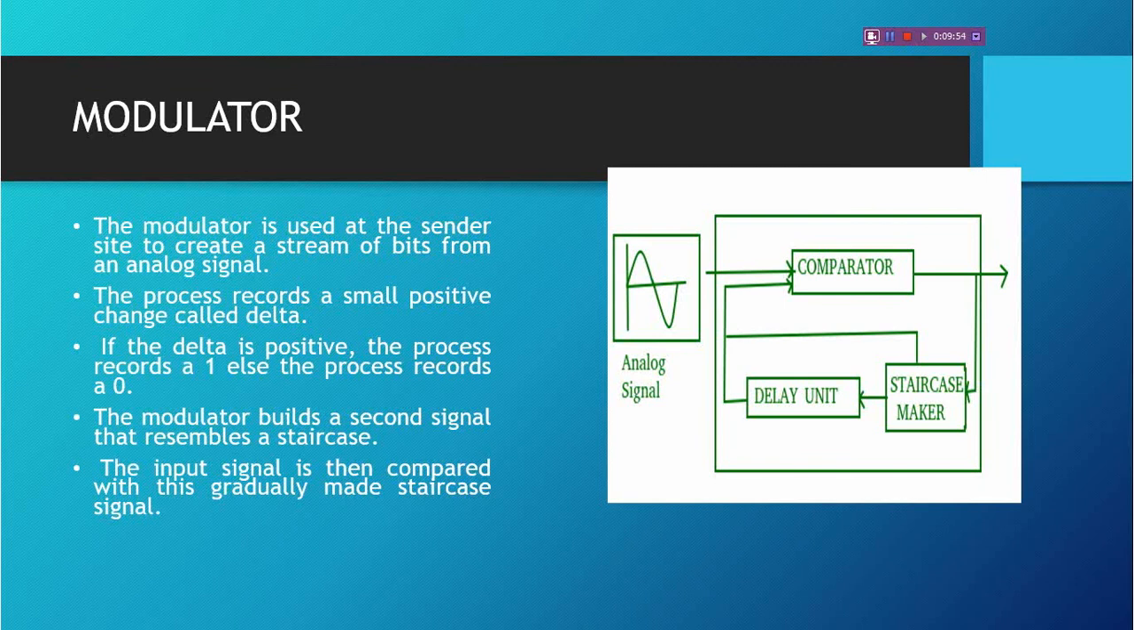The modulator is used at the sender side to create a stream of bits from the analog signal. The process records a small positive change called delta. If the delta is positive, the process records a 1, else the process records a 0. The modulator builds a second signal that resembles a staircase. The input signal is then compared with the gradually built staircase signal.